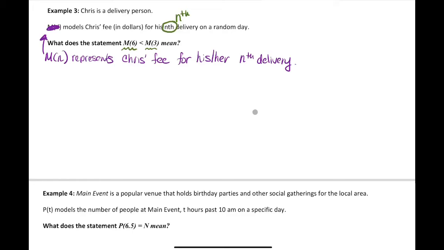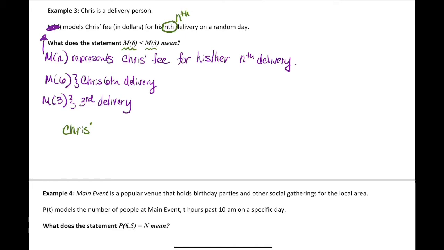So what does M of 6 mean? Well, I would say that M of 6 means that's Chris's 6th delivery. M of 3 is Chris's 3rd delivery. And then putting all this together, we're just saying that Chris's 6th delivery was more lucrative, was better payout, was a better payday, I guess.